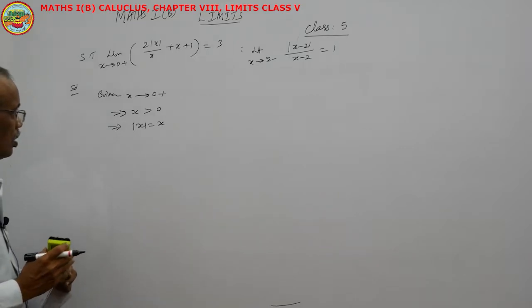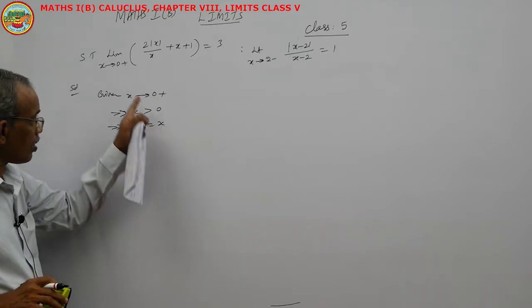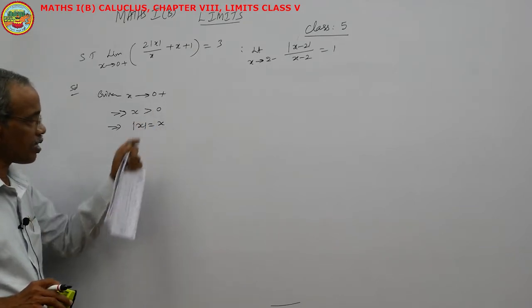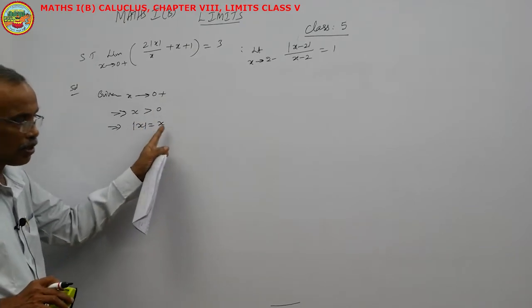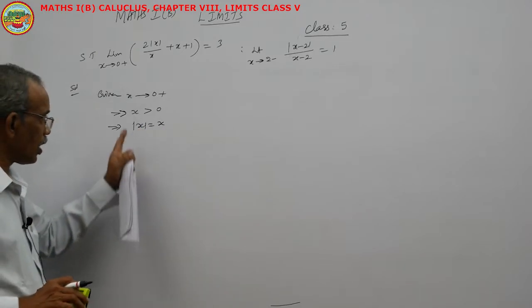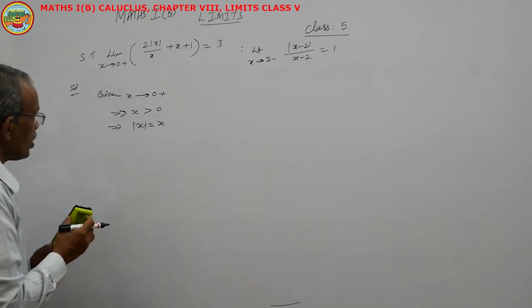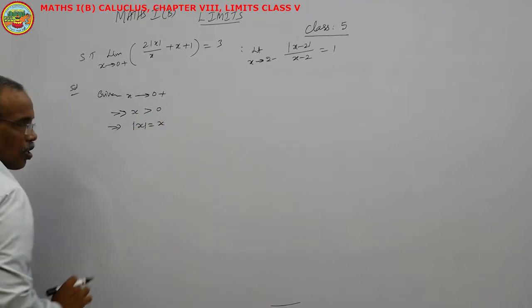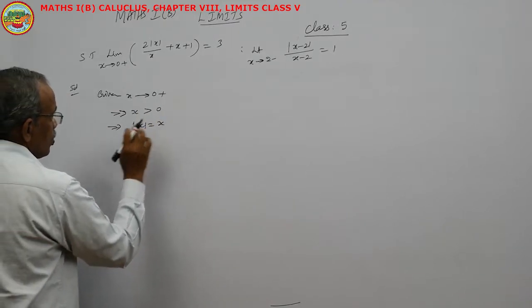We know that modulus x is equal to x when x is positive, modulus x is equal to minus x when x is negative, and modulus x is equal to 0 when x is equal to 0. Here x tends to 0 plus, that means x is greater than 0, so x is positive. Therefore, mod x is equal to x.